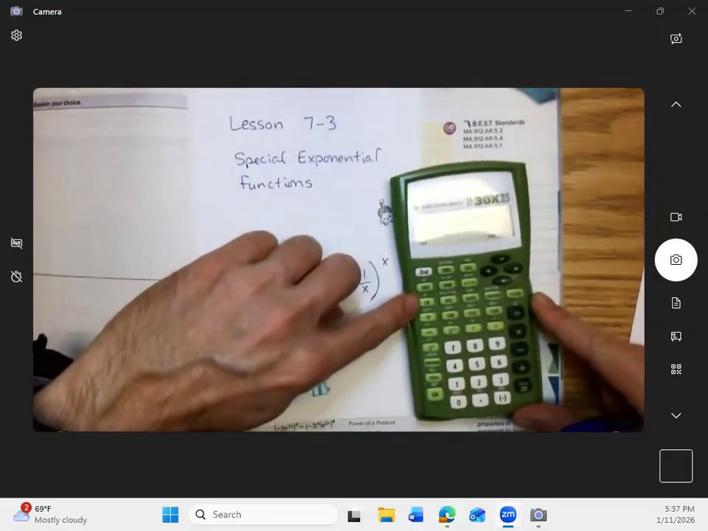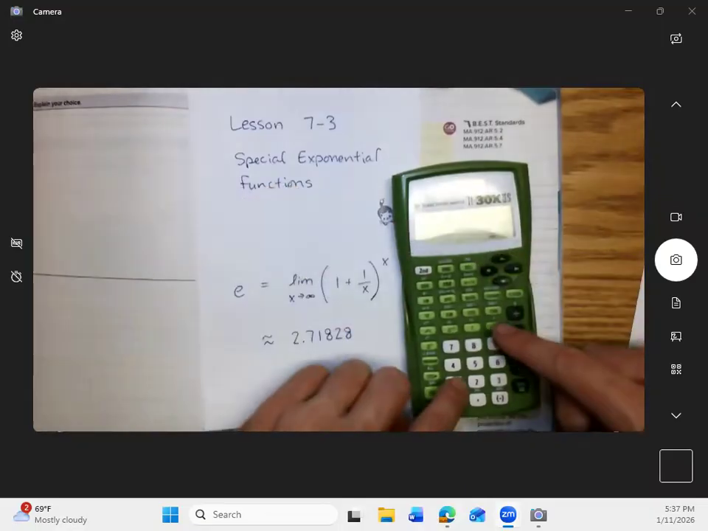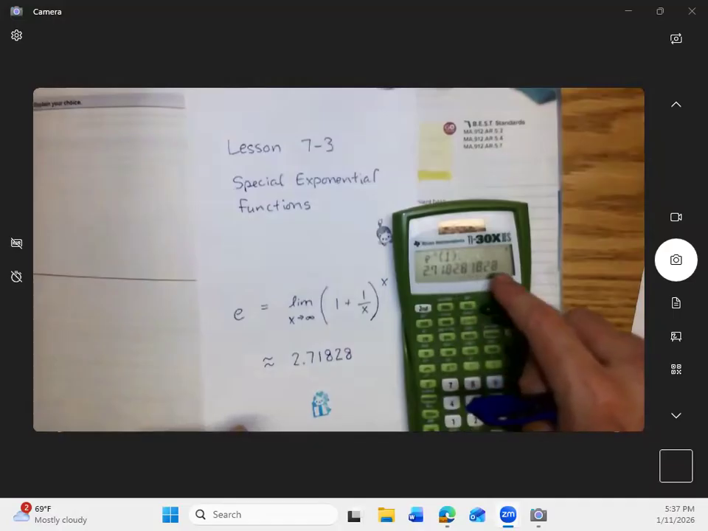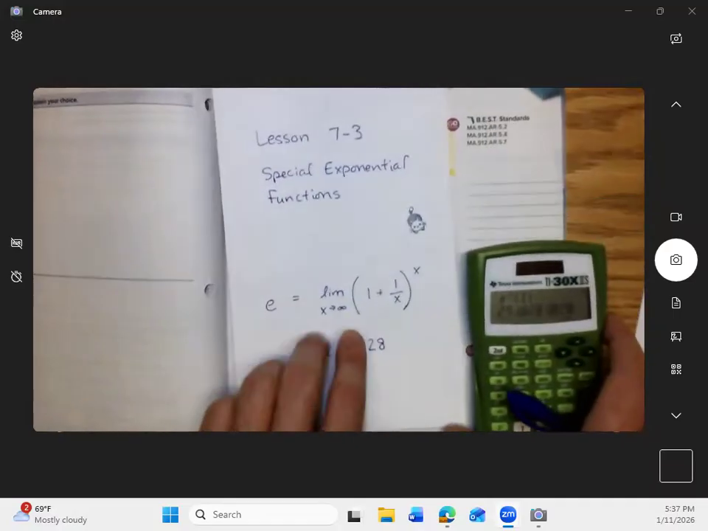So if you hit second and this LN key, it'll bring up e to the x. So e to the something, type in 1. E to the power of 1, of course, is itself, which is e. And there it is, 2.7182. Okay. How you can get this with the limit.